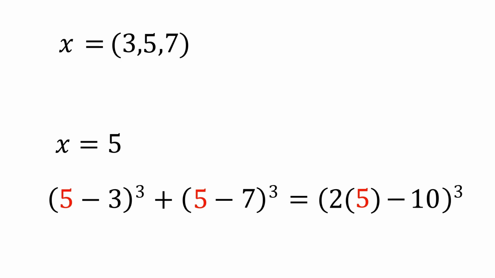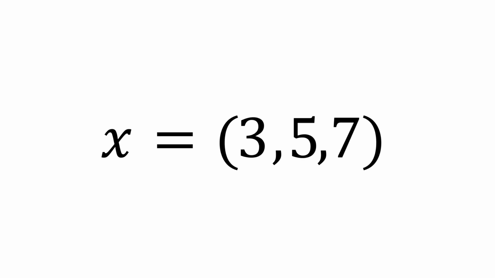Now let's check x equals 5. We obtain 2 cubed plus negative 2 cubed equals 0 cubed. That's 8 minus 8, which is 0. The right-hand side is also 0, another perfect match. Now for x equals 7. Substituting gives 4 cubed plus 0 cubed equals 4 cubed. The left side is 64. The right side is also 64. Once again, both sides are equal. All three candidates pass the verification. So the complete solution set is x equals 3, 5, and 7.